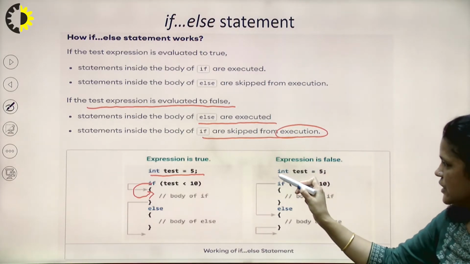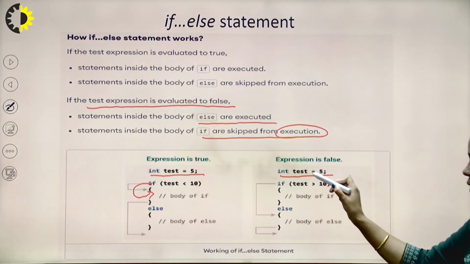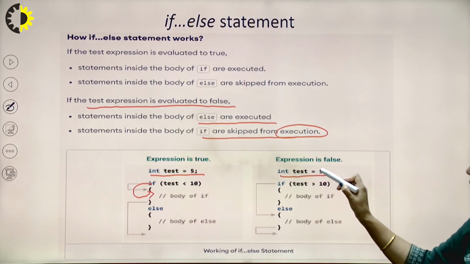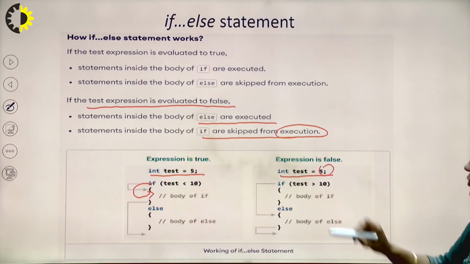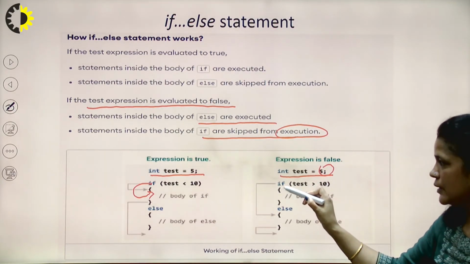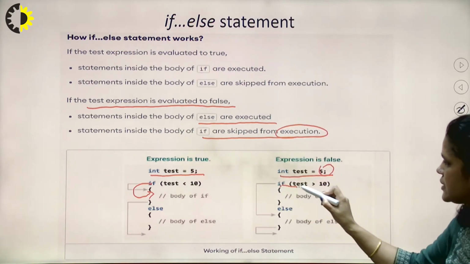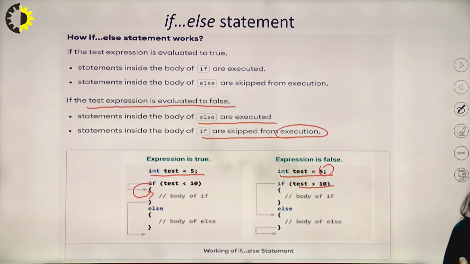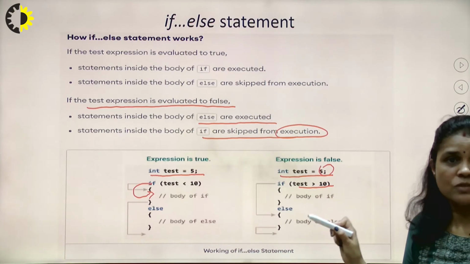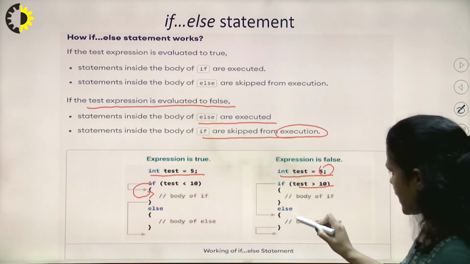Next, we are taking a condition. Again, test is an integer type variable, and it is containing 5. So what is happening here? We are checking if test is greater than 10. No, it is not true here. It is false.